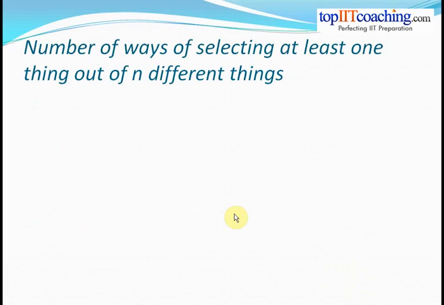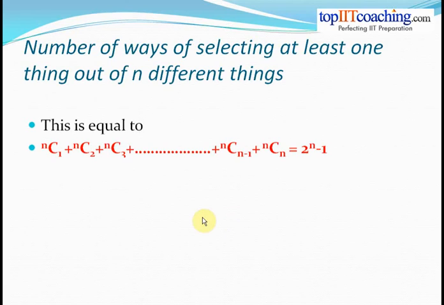Now let's study one more important case on the theory of selections, that is the number of ways of selecting at least one thing out of n different things. So it means that we have got n different things and we are to find the number of ways of selecting at least one thing out of those n different things. Now this is equal to nC1 + nC2 + nC3 up to nCn-1 + nCn, and that is equal to 2^n - 1. Now how do we arrive at this result?